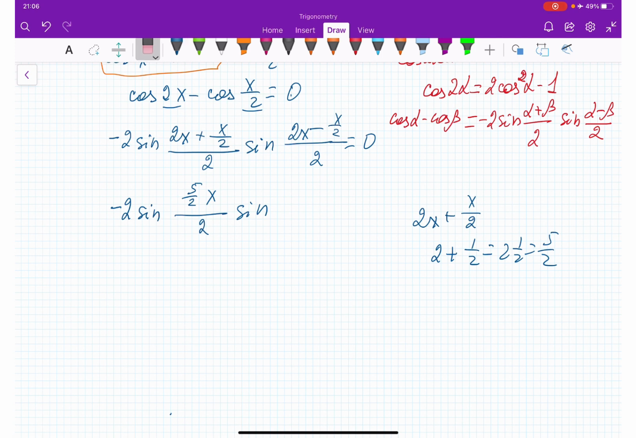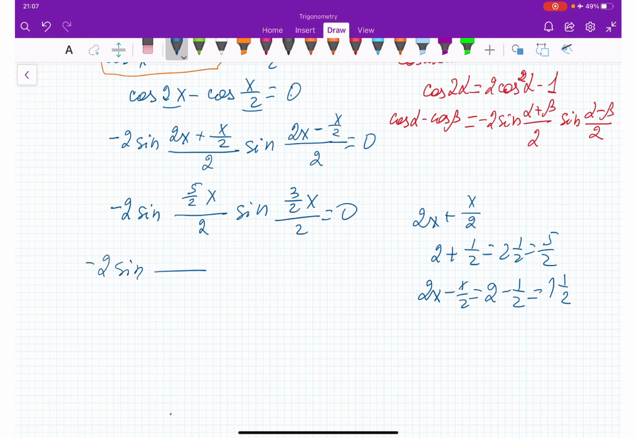2x minus half of x is going to be 1 and 1 half, which is 3 over 2, right? 3 over 2x over 2 equals 0. All right, so from here, negative 2 sine of 5 over 2 divided by 2, we get 5 over 4x, and then sine of 3 over 2 divided by 2, we get 3 over 4x, equal 0.